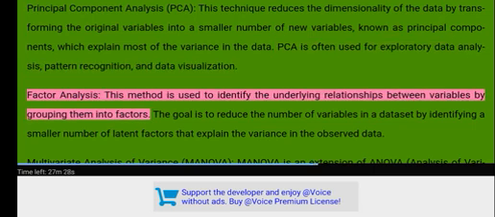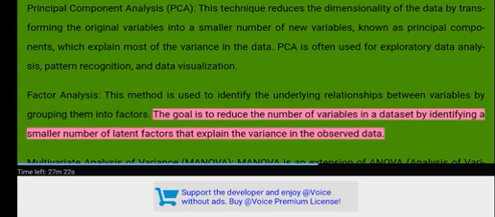Factor analysis. This method is used to identify the underlying relationships between variables by grouping them into factors. The goal is to reduce the number of variables in a dataset by identifying a smaller number of latent factors that explain the variance in the observed data.